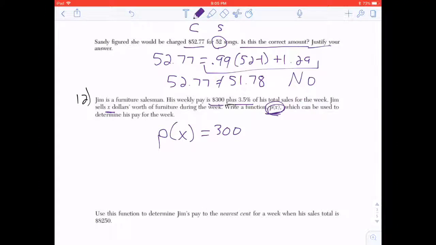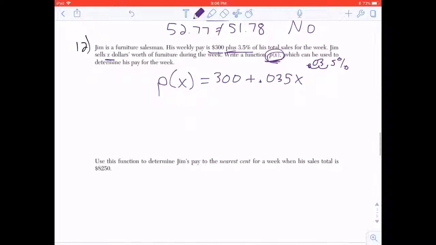$300 plus 3.5%. We have to turn 3.5% into a decimal, moving that decimal place over to the left. 0.035, and he sells X dollars worth of furniture. So there's my equation here.